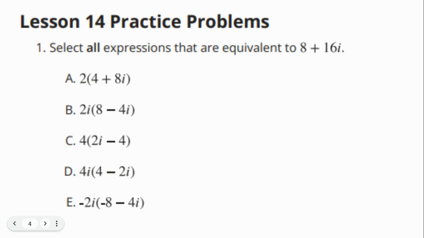All right, so on the checkpoint, make sure you know how to graph, how to add, subtract, and multiply complex numbers. That's going to be the main part of the checkpoint.